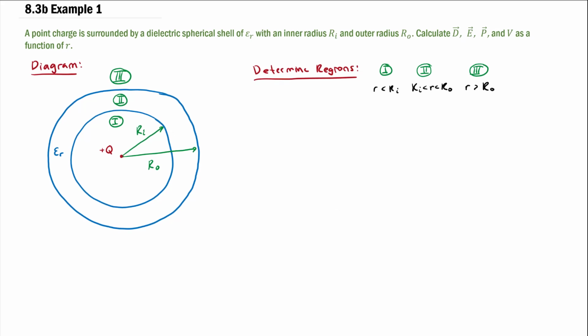Next, we now take a look at free charges. So we have Q at the origin, so if we were to calculate D, the problem only is a point charge.